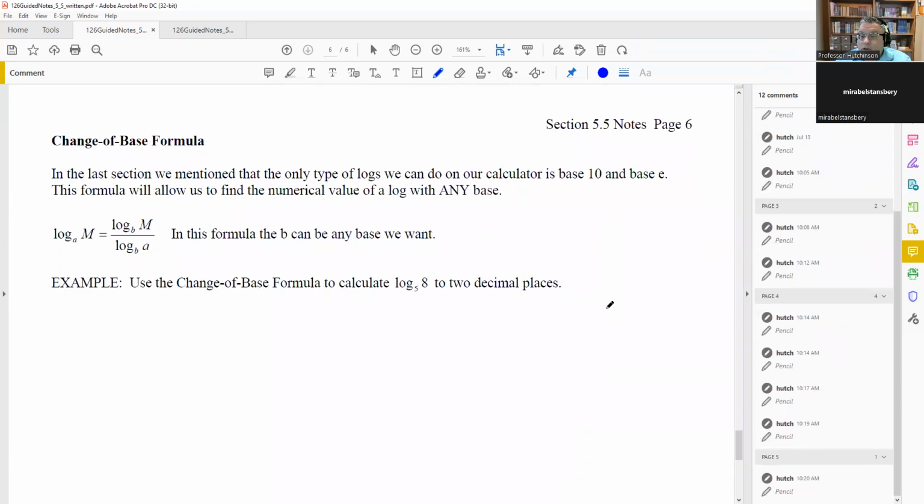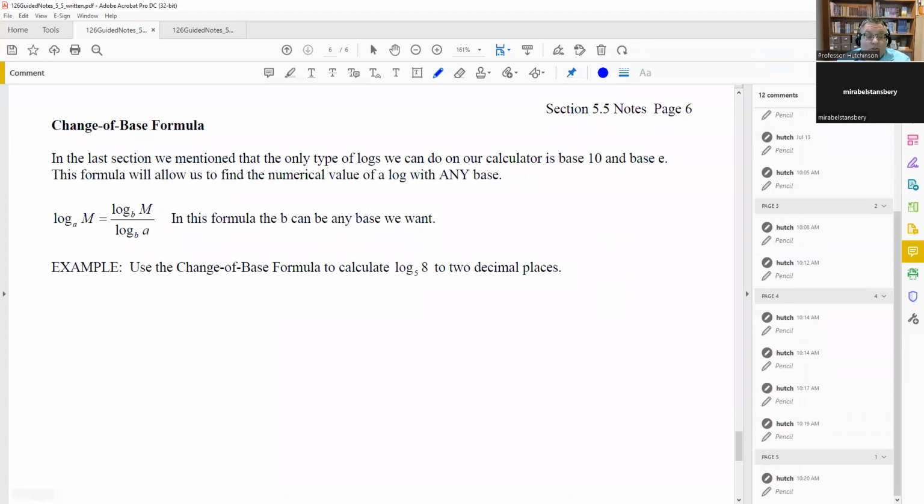Next thing in this section is something that's called the change of base formula. This one right here is a formula that we can use to change a base. Remember, I mentioned yesterday that your calculator only does 2 different types of logs. It does a log base 10, and it does a log base e. Well, this change of base formula allows us to use our calculator to find other types, like log base 5 of 8.